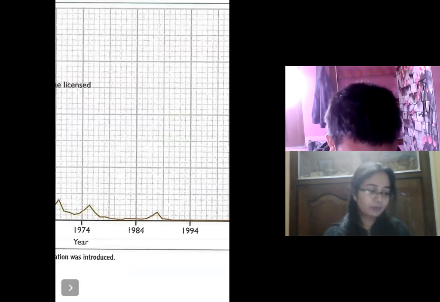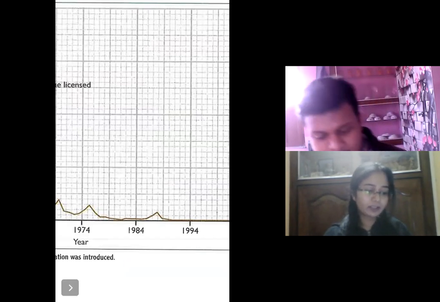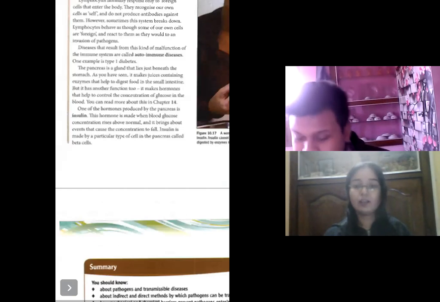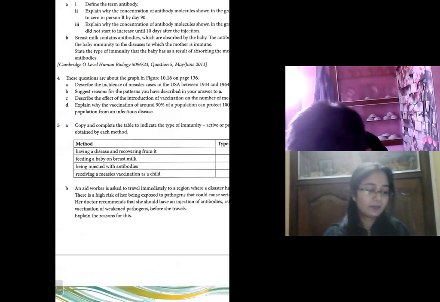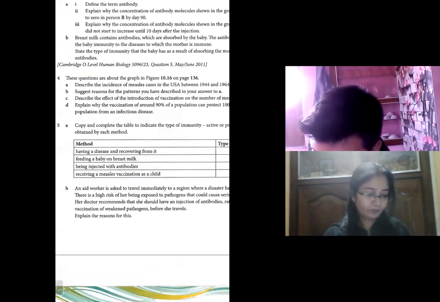Let's see the question. Describe the effect of the introduction of vaccination on the number of measles cases, for 2 marks. As it is mentioned here, the number of measles cases, this is why we will have to mention the number.